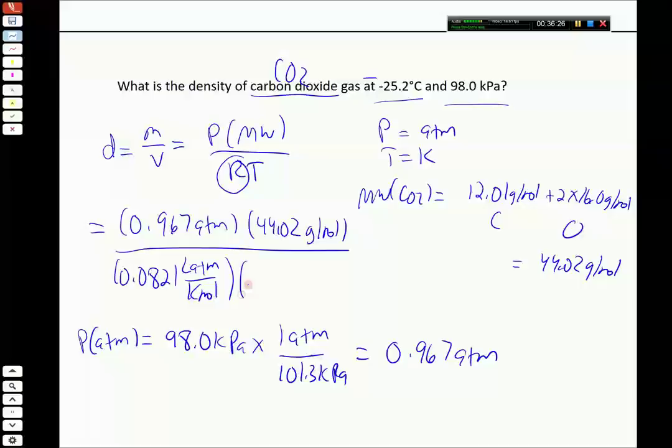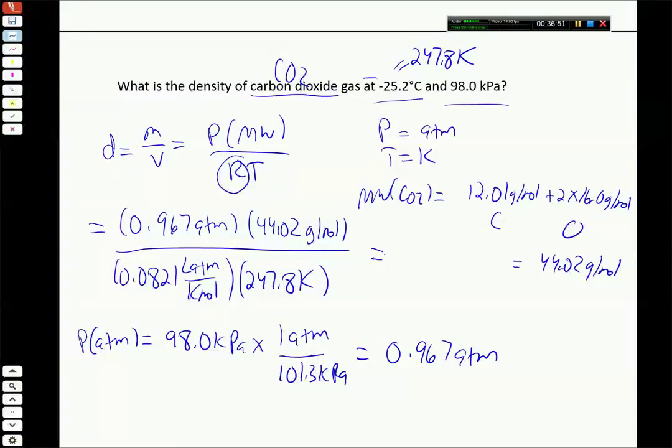And then the temperature has to be in Kelvin. So if we add 273 to minus 25.2, we get a temperature of 247.8 Kelvin. And so when we solve for the density, which will be in grams per liter, we just multiply these out and divide.